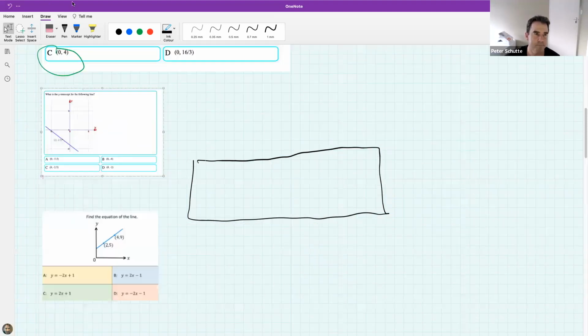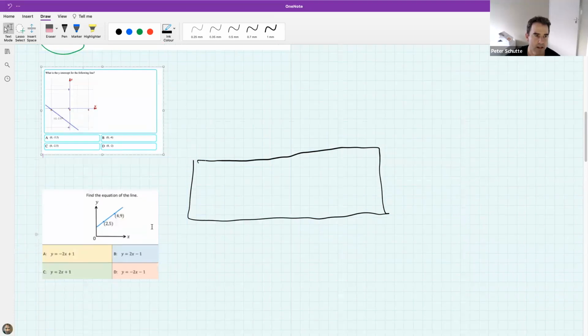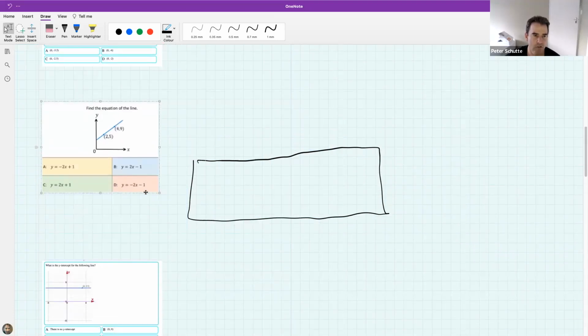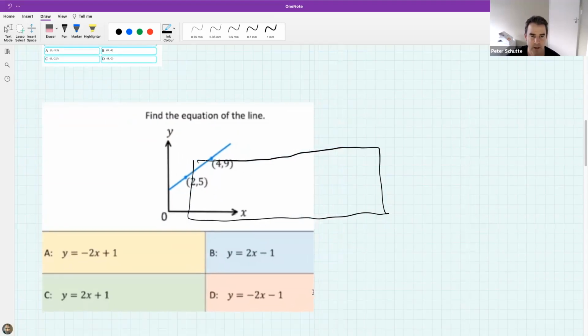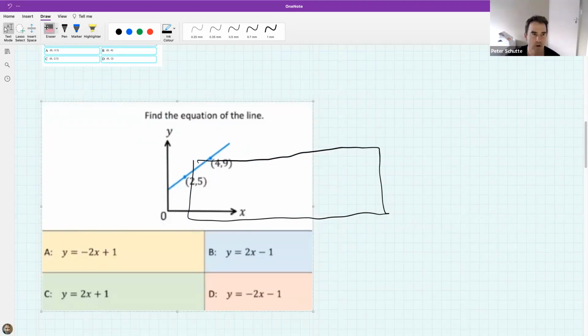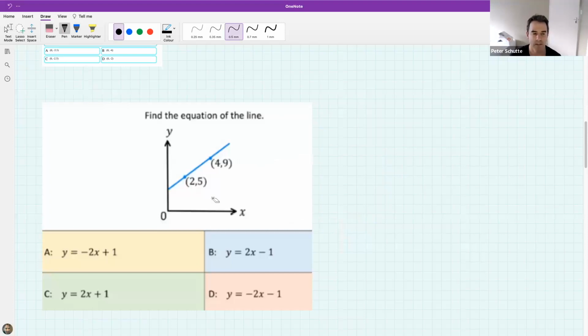Okay, so let's go to this one over here. And we'll carry on with this in the next lesson. But I want you to try and figure out which of the 4 here is the right answer for the equation of this line.